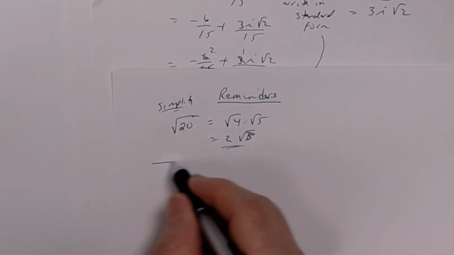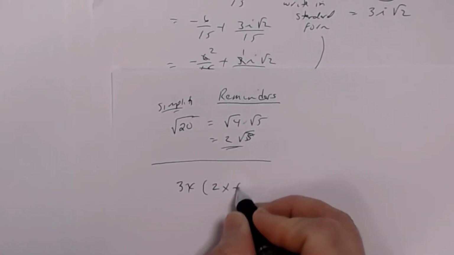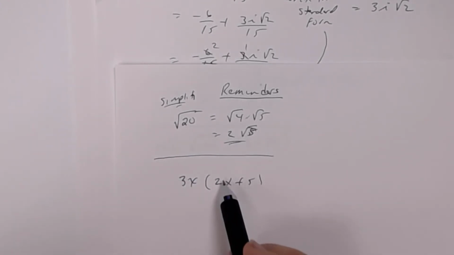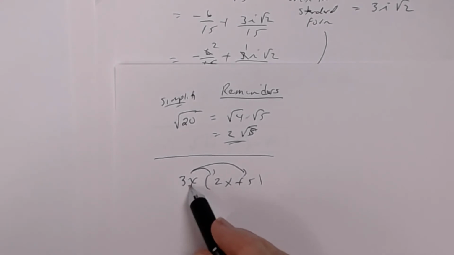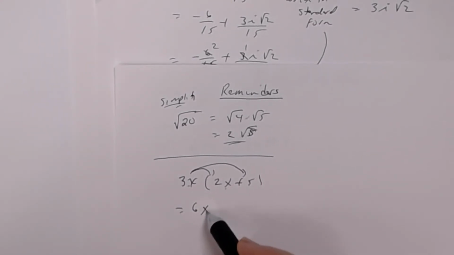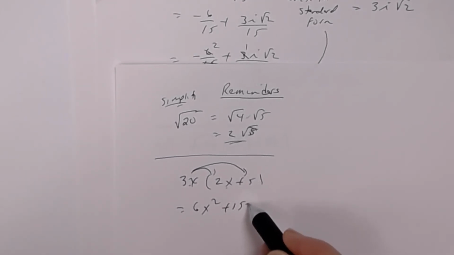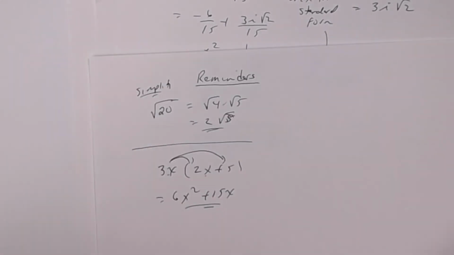Remember when you had something like 3x times 2x plus 5? When you multiplied polynomials, this was a monomial and you had a binomial, and so you just distributed. And so you'd say 3x times 2x is 6x squared, and then 3x times 5 is 15x. Okay, remember that? That's what you're going to do here. You use that same idea. So here you use the distributive property.